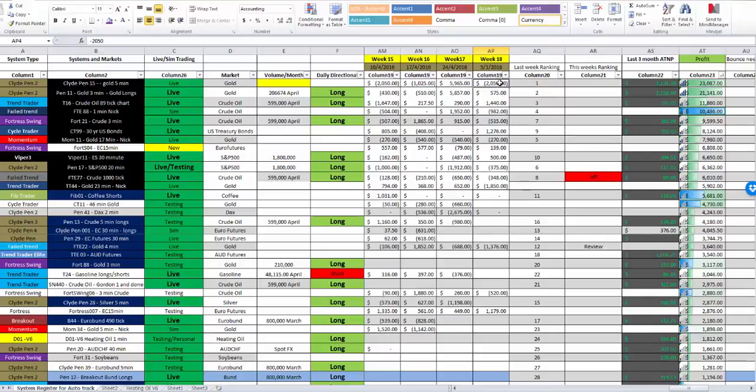So if we can, we want more profitable systems with a lot less risk, similar to what we've got with that Pen 11. So guys, that's a bit of an update on our systems there in our top 10.